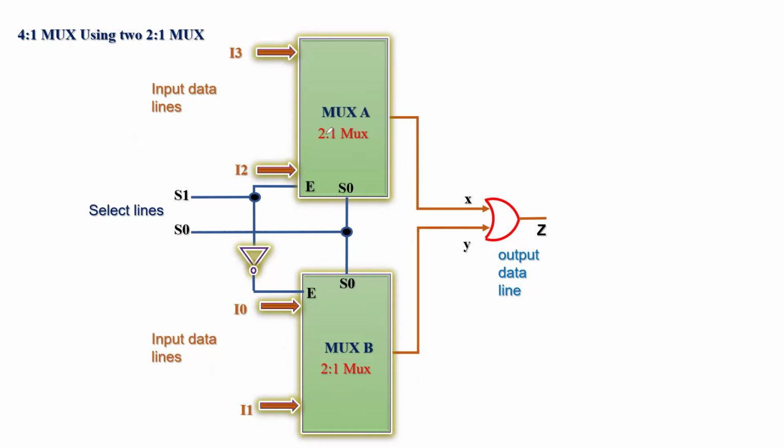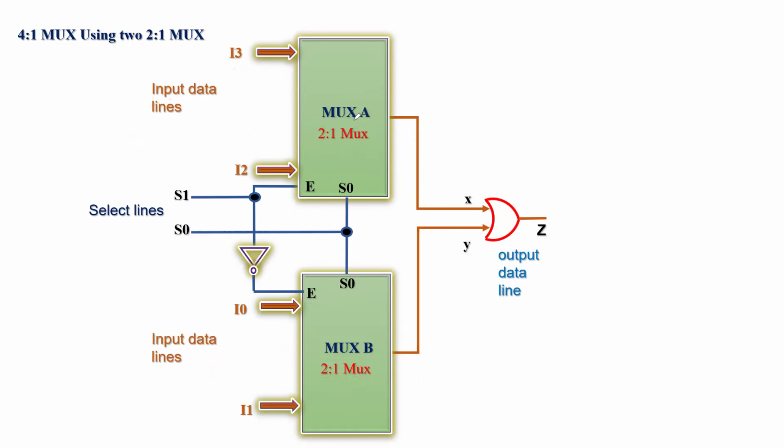First of all, have a look at this schematic. You have got two MUX, that is MUX A and MUX B. Each of them has 2:1 MUX size. That means they have got two input data lines and one single output data line. So the two input data lines for MUX B, for example, are I0 and I1. For 2:1 MUX A, the two input data lines are I2 and I3.